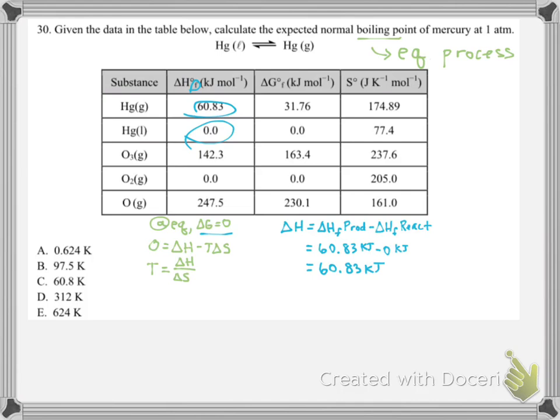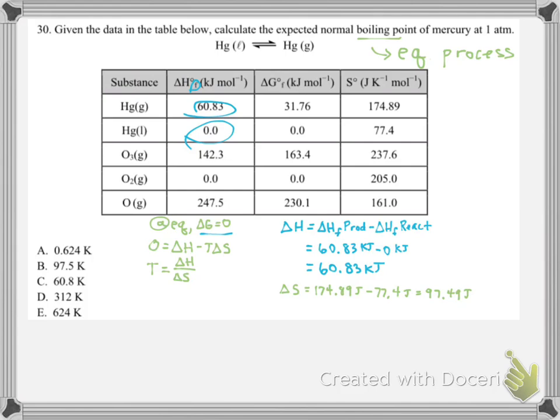Okay, and we can use the same process for the entropy. We'll just have delta S, and we'll do products minus reactants. Getting the values from the table, we'll have 174.89 joules minus 77.4 joules be equal to 97.49 joules.